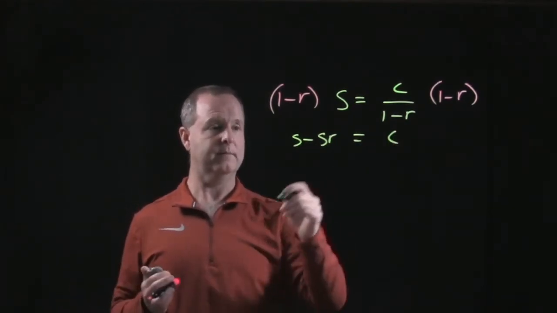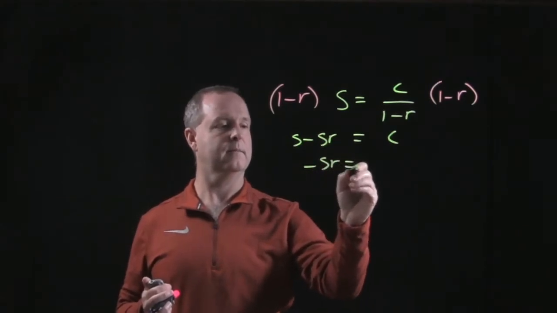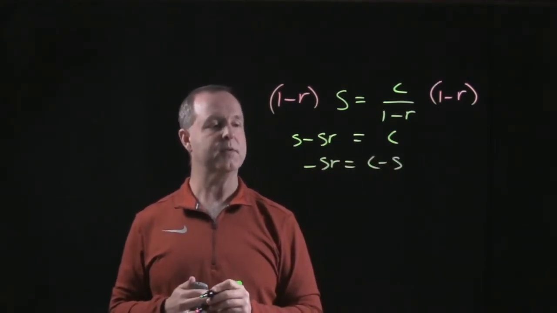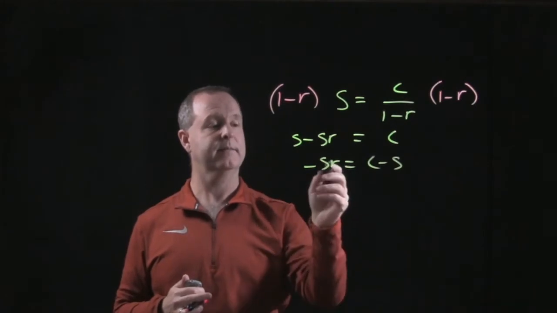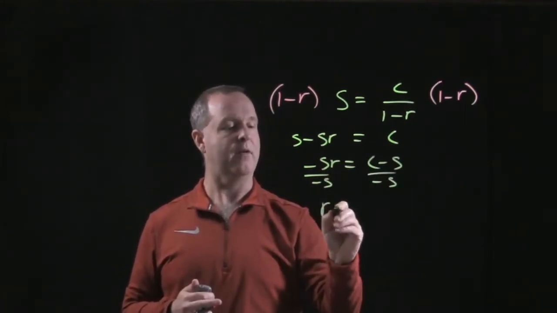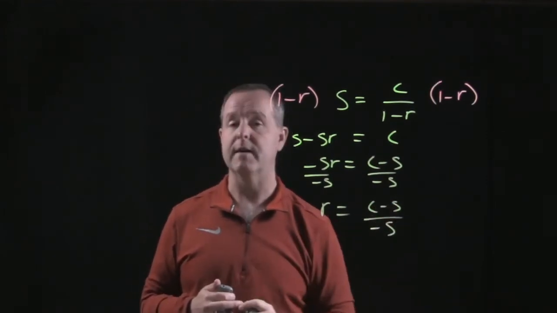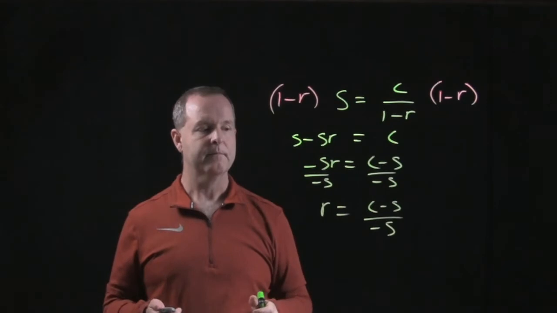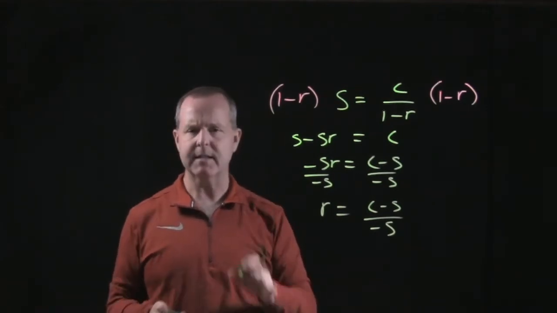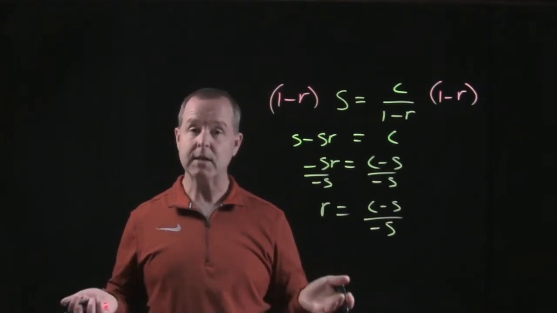Solve out for r. Let's subtract s from both sides. Divide both sides by a negative s. I have r equals c minus s over negative s. There's our solution. And some of you might be looking and go, I just don't like that negative s on the bottom. Well, that's all right.